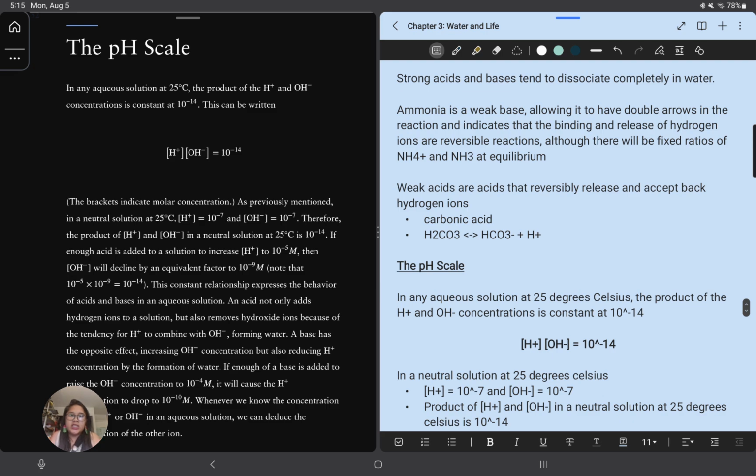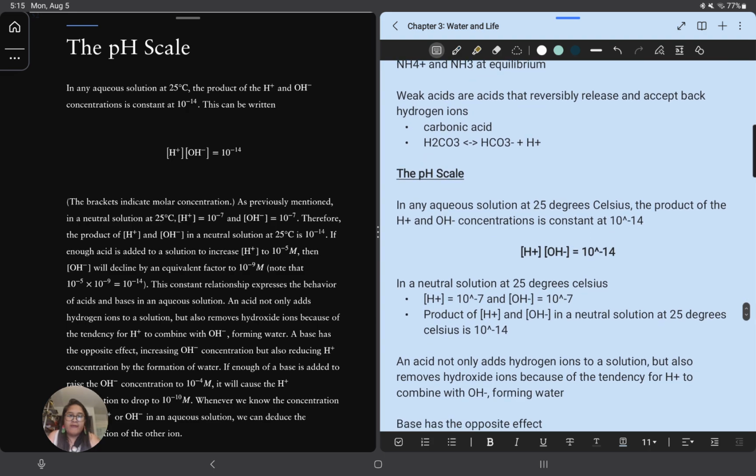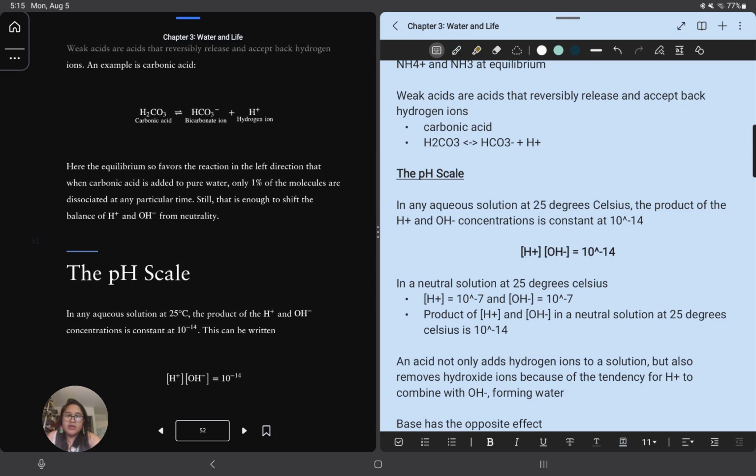Strong acids and bases tend to dissociate completely in water. Ammonia is a weak base, allowing it to have double arrows in the reaction, and it indicates that the binding and release of hydrogen ions are reversible reactions, although there will be fixed ratios of NH4 plus and NH3 at equilibrium. So, weak acids are acids that reversibly release and accept back hydrogen ions. For example, carbonic acid, H2CO3.